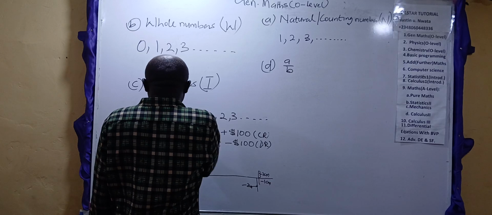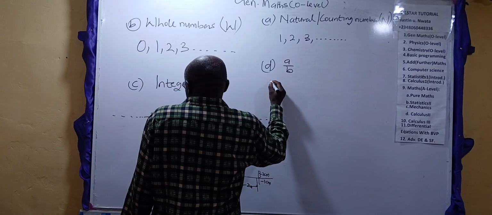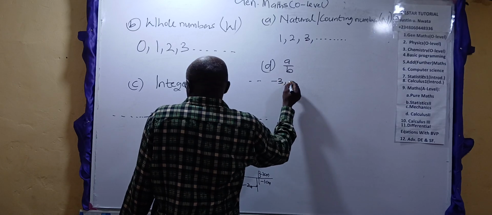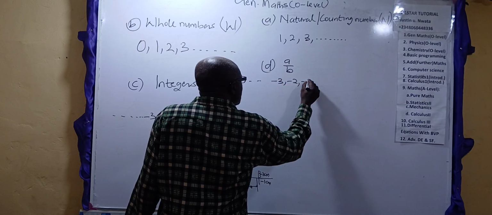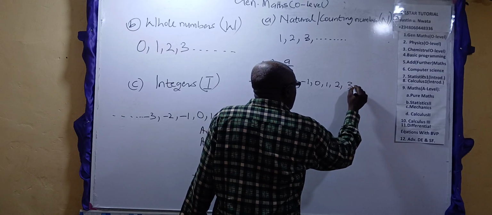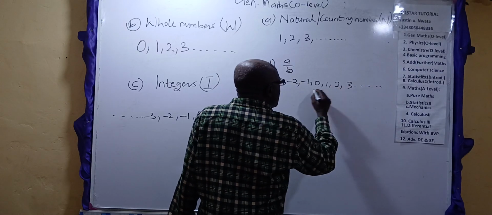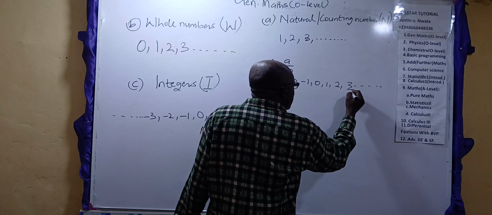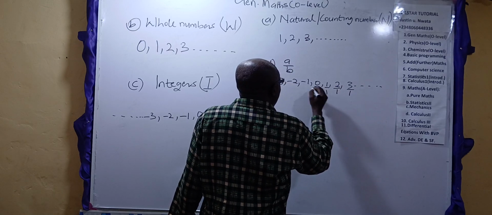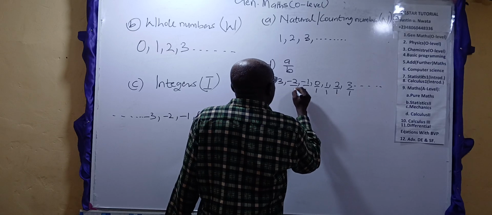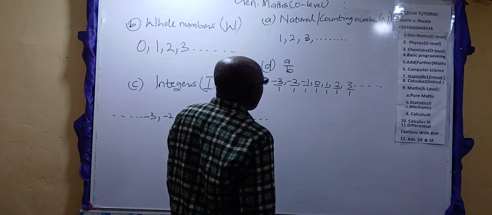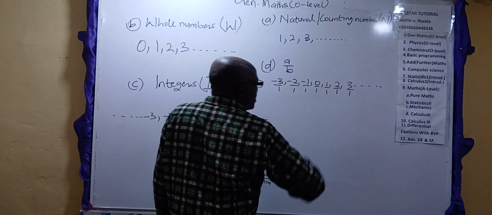For instance, the ones we wrote here can be written like this: minus 3, minus 2, minus 1, 0, 1, 2, 3. All these things can be written 1 upon 3 is the same thing as this. 2 is the same thing as this. Everything here can be written 1 up, 1 down.